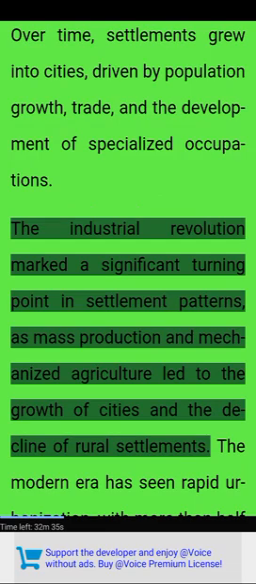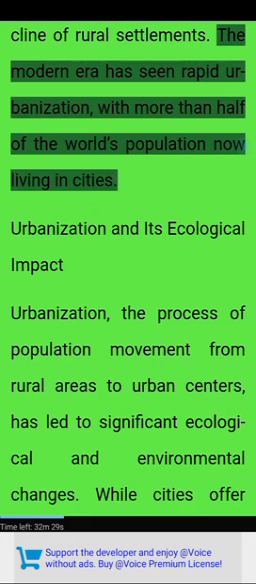The Industrial Revolution marked a significant turning point in settlement patterns, as mass production and mechanized agriculture led to the growth of cities and the decline of rural settlements. The modern era has seen rapid urbanization, with more than half of the world's population now living in cities.